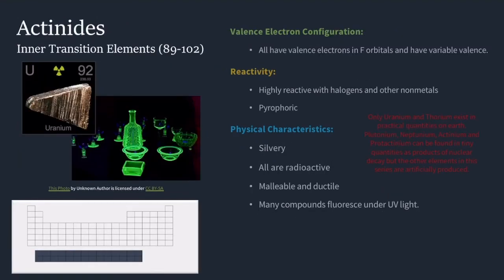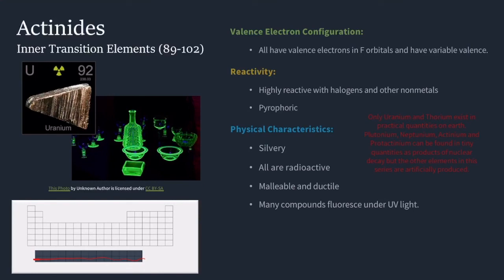The actinides are the bottom series of elements along the very bottom of the f block, and this is elements 89 through 102. These elements all have variable valence, so they can form a variety of ions with different charges. They are highly reactive with the halogens and other nonmetals. They are also pyrophoric, so they will burst into flames at elevated temperatures. They are silvery in color. All of these elements are radioactive. They're malleable and ductile, and many of these compounds will also fluoresce under UV light.